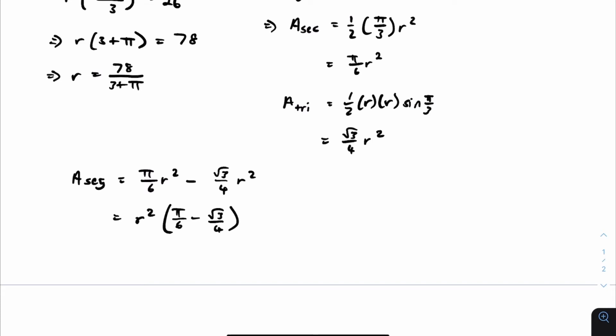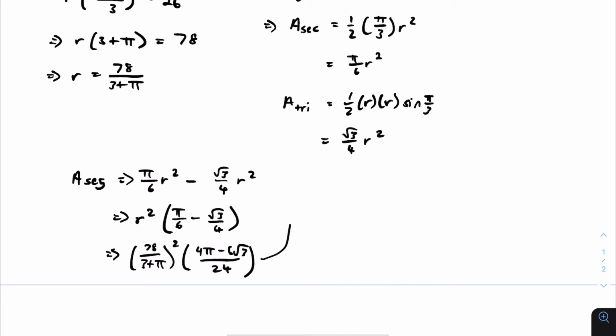And we have to simplify that down. So what we know is that r is 78 over 3 plus pi. 78 over 3 plus pi, we're going to square that, times, and then we can make this one fraction, so 4 pi minus 6 root 3 over 24. So 78 over 3 plus pi all squared.